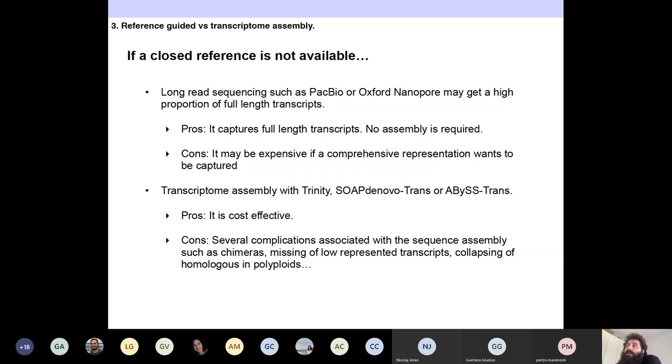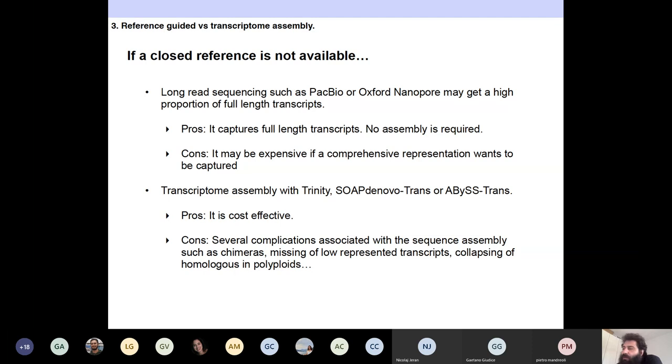The con is that it may be expensive. That is the first problem. The second problem is that in order to capture a good representation of the whole transcriptome, you really need to sequence a lot, because a lot of molecules in your population may not be represented, or may not be represented by chance. So that could be expensive if you want to hit a good representation of your transcriptome. And if you have several transcriptomes, again, it's a problem.